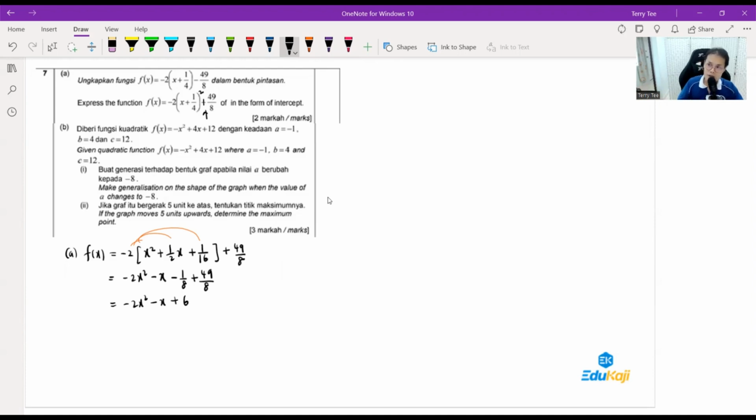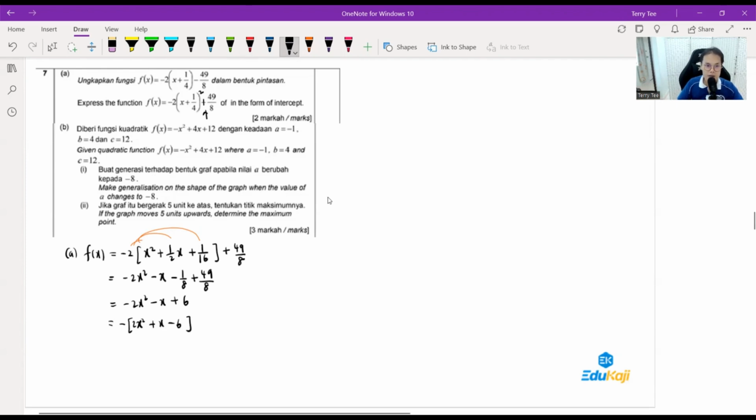Okay, we can actually factorize from here, but I know a lot of people find it a bit hard to factorize if your coefficient of x squared is negative. So what we can do is take out the negative. This will be 2x squared plus x minus 6. Yeah, it's easier to factorize from here.